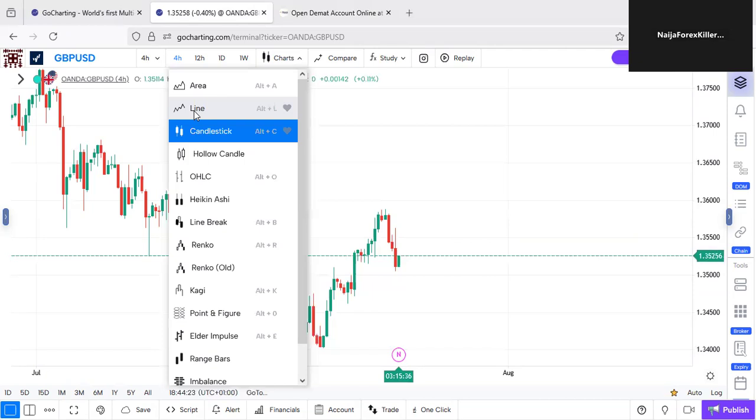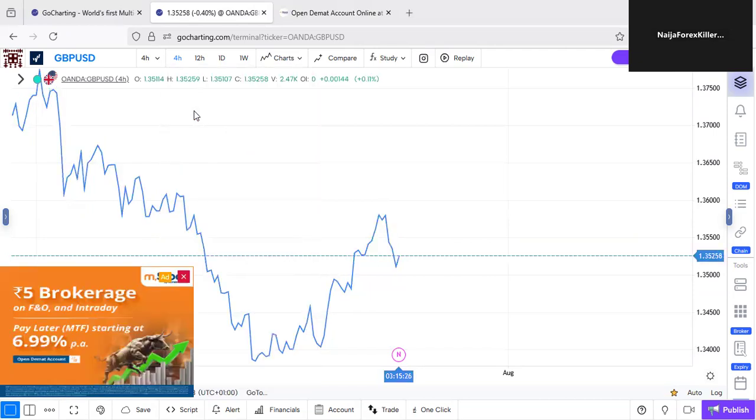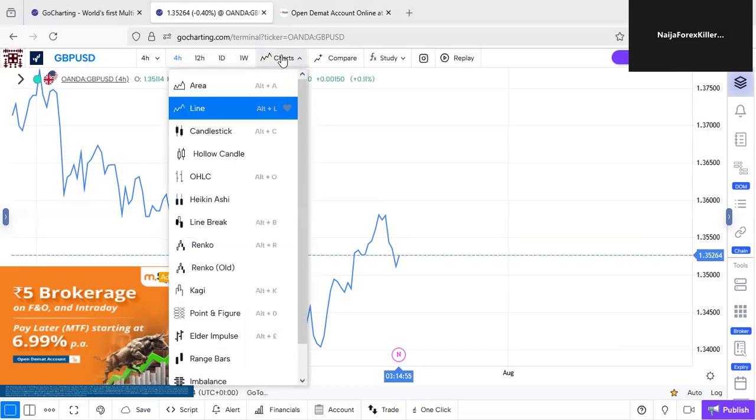Like this one. This one is the line chart. People in the stock market especially love using line charts a lot, because they normally position their trades for long-term goals. So the line chart is basically what they use when it comes to stocks and all these big financial markets.